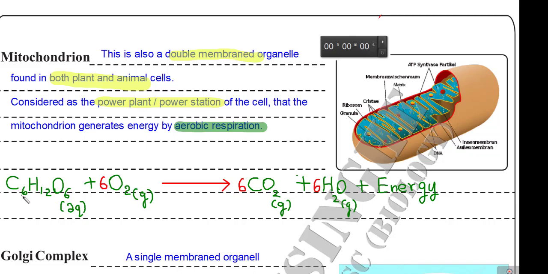6 carbon. Here how many carbon? Here 6. Hydrogen 12, 6 into 2, 12. Oxygen 6. 6 into 2, 12. 12 plus 6, 18. 6 oxygen. And 12 oxygen here, 6 oxygen and 6 oxygen here. Right? 12 plus 6, 18.